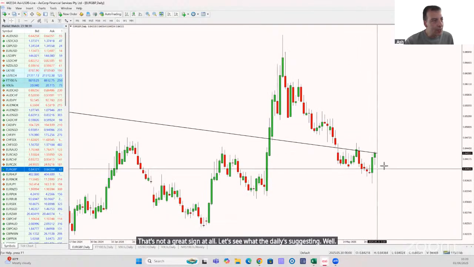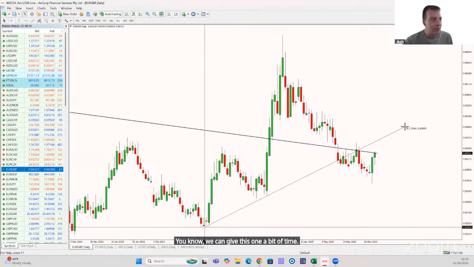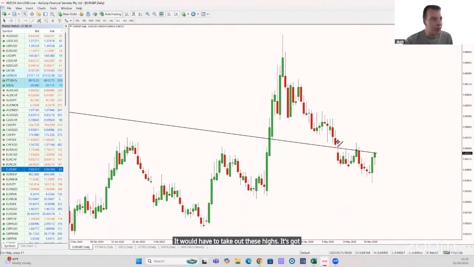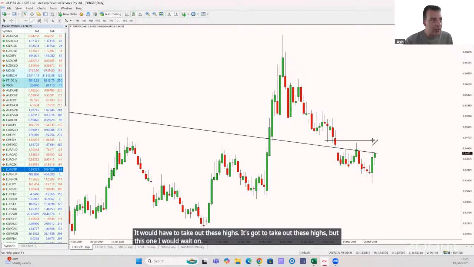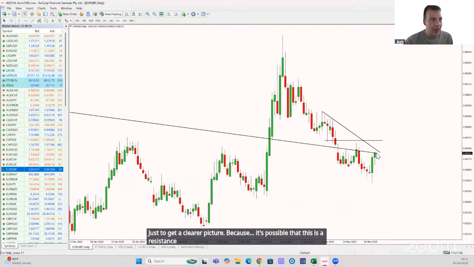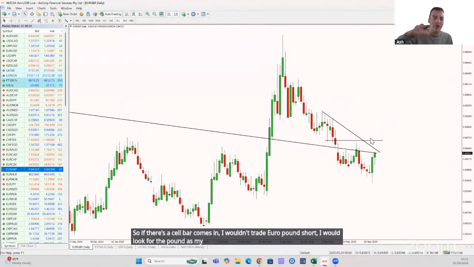Well, we can give this one a bit of time. It would have to take out these highs, but this one I would wait on just to get a clearer picture, because it's possible that this is a resistance zone, but we haven't got a sell bar. So if a sell bar comes in, I wouldn't trade euro pound short. I would look for the pound as my long trade. So it's really now filtering out which is the strongest, which is the weakest.